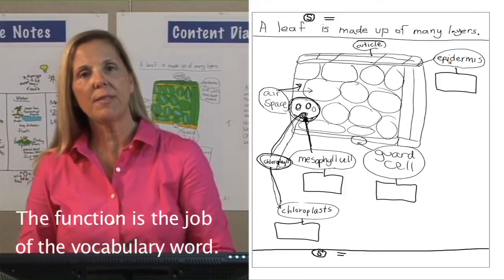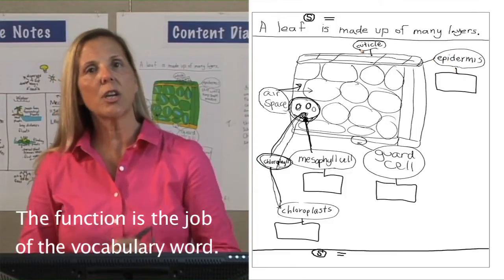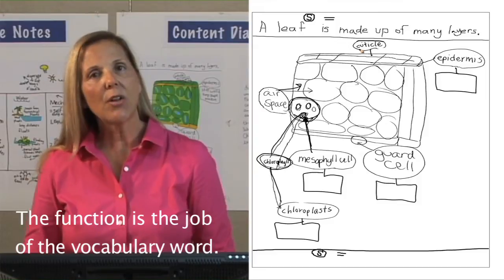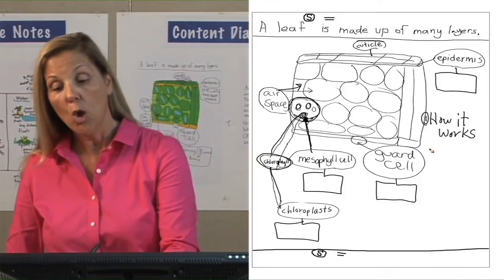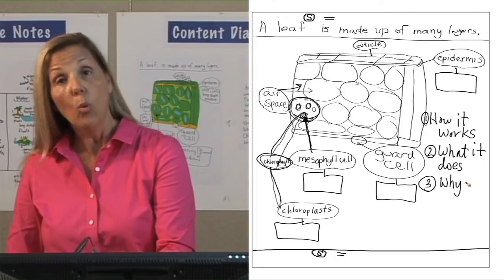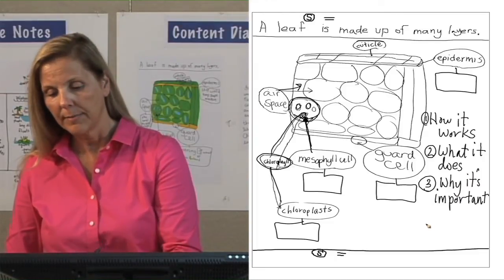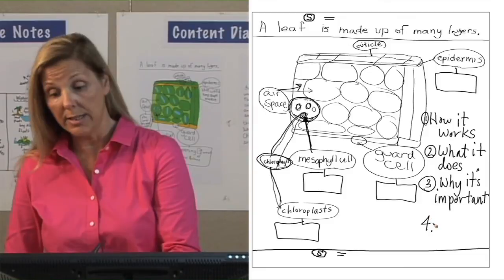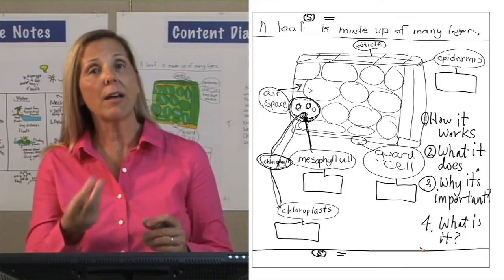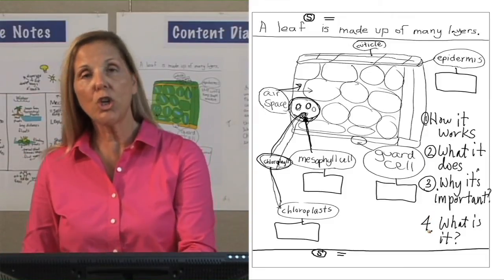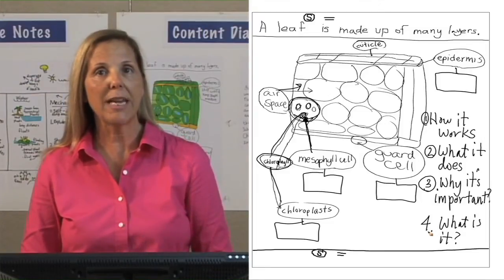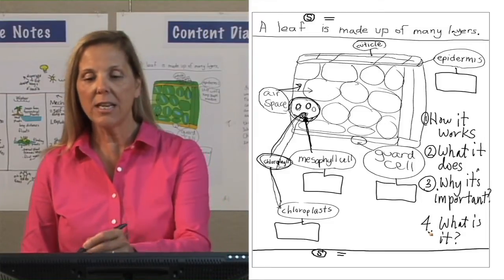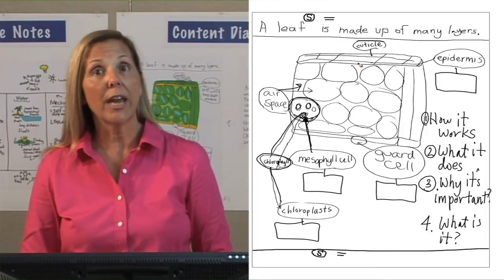What's the function of the epidermis? What's the function of the cuticle? And when we tell the function of it, that means how it works, what it does, why it's important, and finally, what is it? That's the function of that vocabulary word. So you would choose one of these ways to explain what those words mean. Let's fill in the function of each vocabulary word.